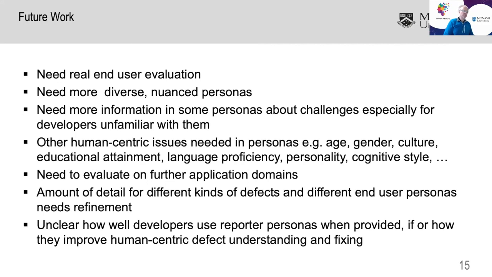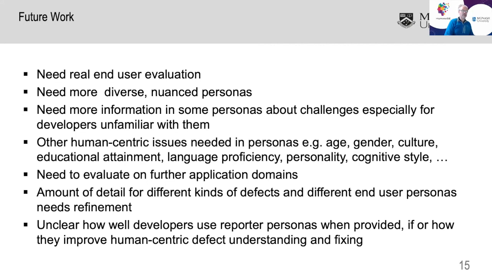What we captured, particularly accessibility related human issues in our personas in this work. There are many other human issues that people have that may influence their defect reporting: age, gender, culture, educational attainment, language proficiency, personality, cognitive style, and many more. We'd like to incorporate some or more of these in our personas and see if they have an influence on reporting defects and interpreting and fixing defects. We need to evaluate, again, our work on other application domains and to see if our defect reporting approach works as well for those as it did on the ones used in this work.